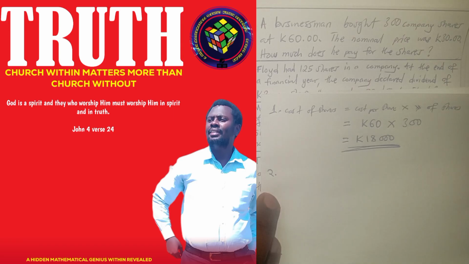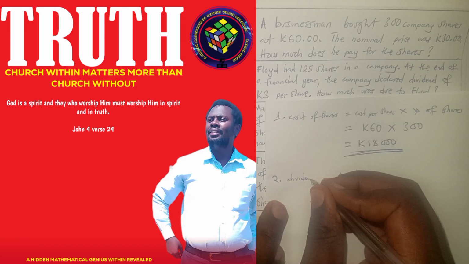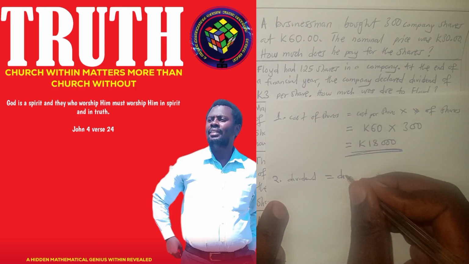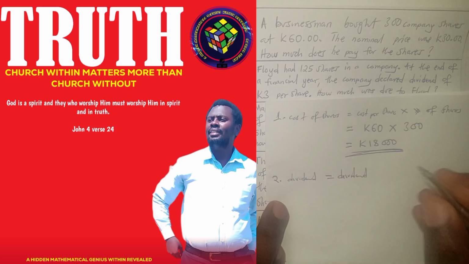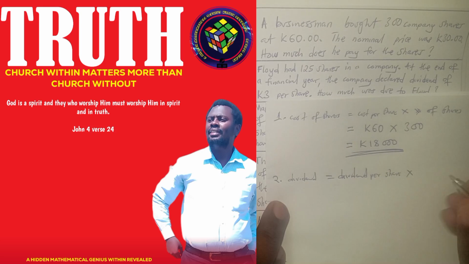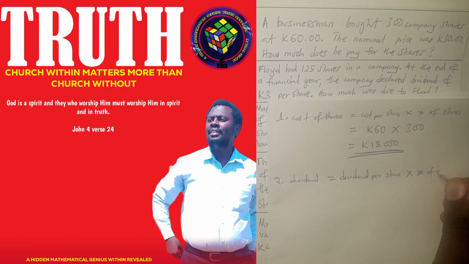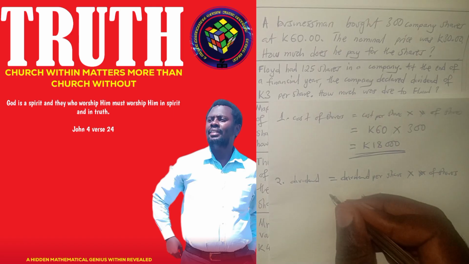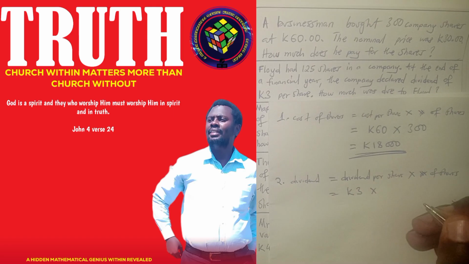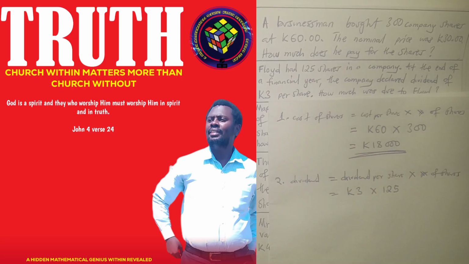by number of shares. Okay, so we'll say dividend is equal to dividend per share times number of shares. So dividend per share we have 3 kwacha times number of shares, it is 125.